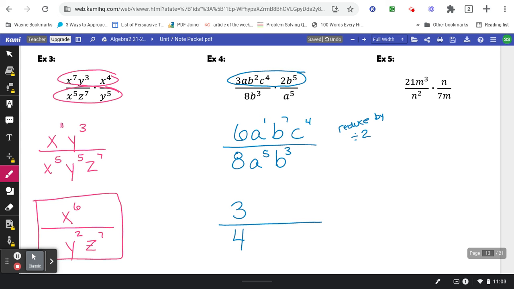Where are there more a's? Denominator. Where are there more b's? Numerator. And c to the 4th. Nothing to compare it to, so that stays where it was.